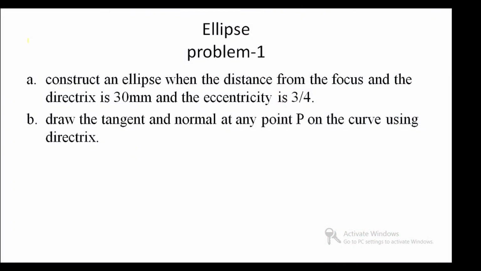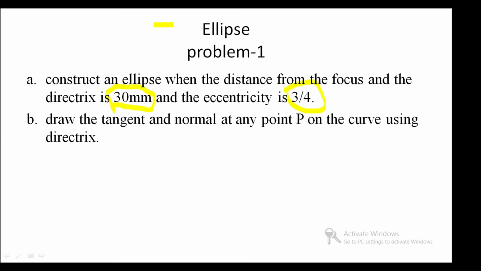A problem is given. Construct an ellipse when the distance from the focus to the directrix is 30 mm. Note the given data here: 30 mm is the distance from the focus to the directrix, and the eccentricity value is 3/4.